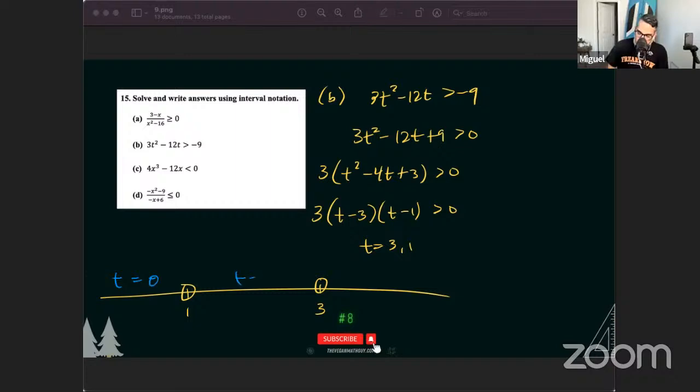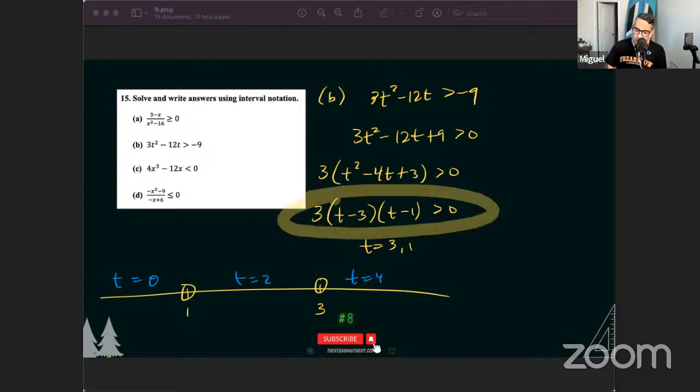Okay, points that I need to test. Let's do t is equal to 0, t is equal to 2, and then t is equal to 4. This is kind of easy. Again, just plug them into the equation, and you're trying to see if this is going to be greater than 0. I like to plug it into this factored form. So much easier, because you can just already tell, okay, well, we have a 3 times 0 minus 3, so negative 3, and then times negative 1. That's going to be a positive. Plug in 2, so 3 times 2 minus 3, so negative 1, and then 2 minus 1, which is 1. That's a negative. And then 4, 3 times 1 times 3, that's a positive.